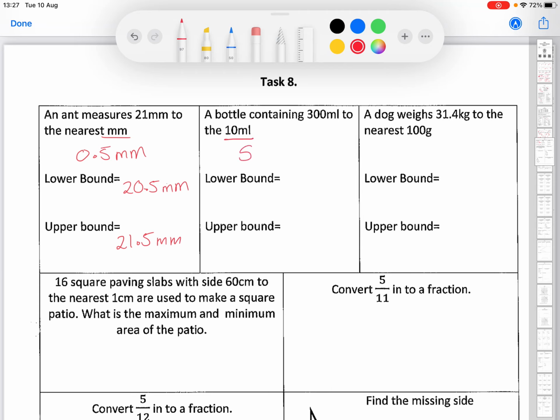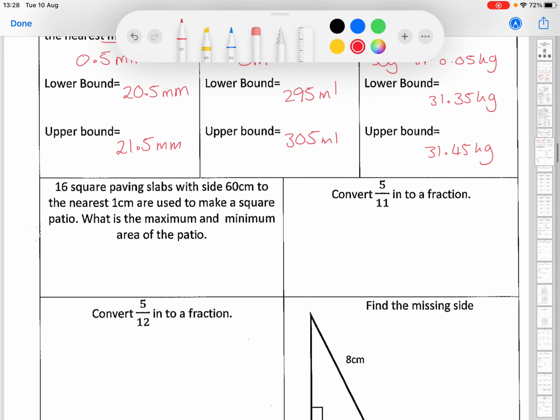Bottle containing 300 milliliters, correct to the nearest 10 milliliters. We're going to half that, so that's 5 milliliters. Lower bound, we're going to subtract, 295 milliliters. And upper bound, we're going to add it, so 305 milliliters. A dog weighs 31.4 kilograms to the nearest 100 grams. So we're going to half that, so that's 50 grams. We want to put that into kilograms, so that's going to be 0.05 kilograms. Lower bound, we're going to subtract, so that's going to be 31.35 kilograms. Upper bound, we're going to add on, so 31.45 kilograms.